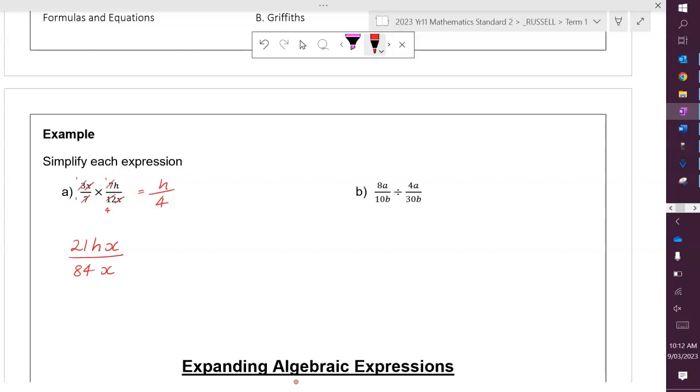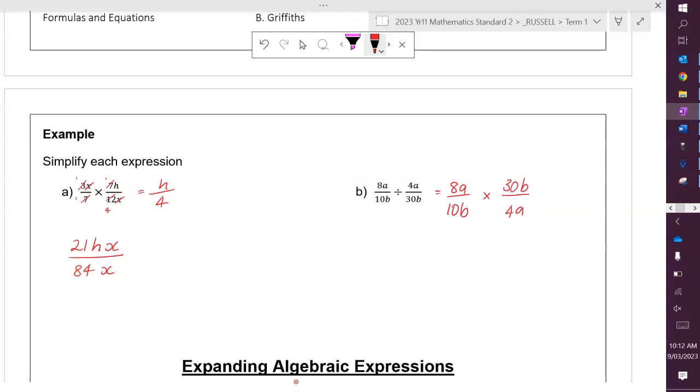In b, I have 8a over 10b divided by 4a over 30b. So we need to remember the rules when we divide with fractions. This will mean I leave my first fraction as it is, I change my sign to a times, and I'm going to flip my second fraction upside down.